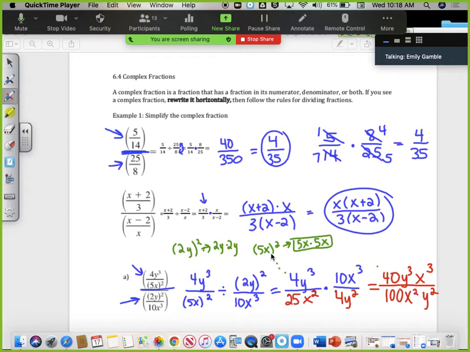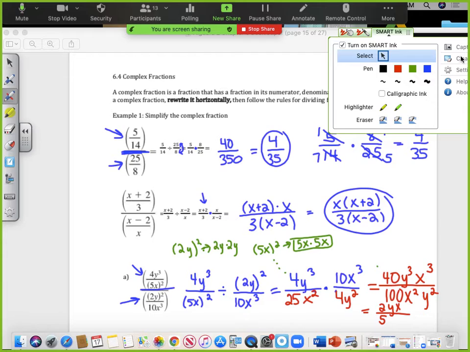40 over 100 will simplify to be 2 over 5 in the end, so I can just simplify that now, 2 over 5. And y to the third power with y to the second power, I'm going to be left with 1y at the top here. X to the third power over x squared, I'm going to be left with 1x up here. So same answer, looks a little bit different. The process looks different, but you should get the same thing.